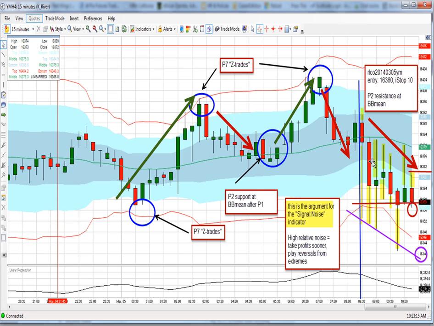When I see market conditions like that with high relative noise, I'm looking to take profits sooner and then play reversals from these extremes, like you've seen in the last couple examples on the Z trade. Now this is one where I actually took the trade on the 15-minute charts. I'm looking at this as a key support level that comes all the way back over to here. When that gets violated, I'm getting short.